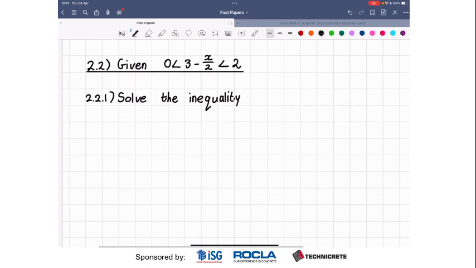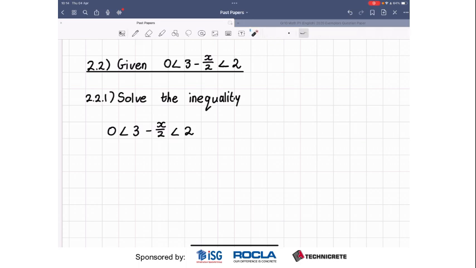Okay, moving on to the next part, 2.2. I am given this inequality, and I'm asked to solve it. So I'm going to solve this just like I would an equation. X over 2.